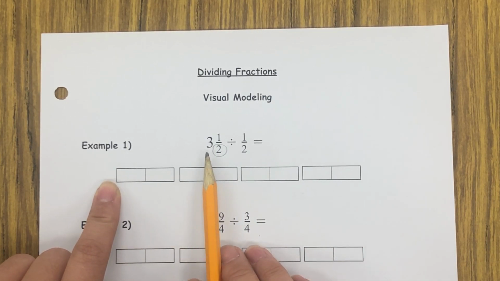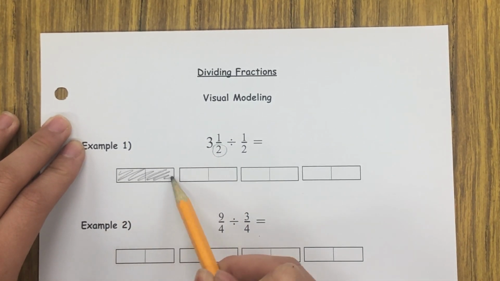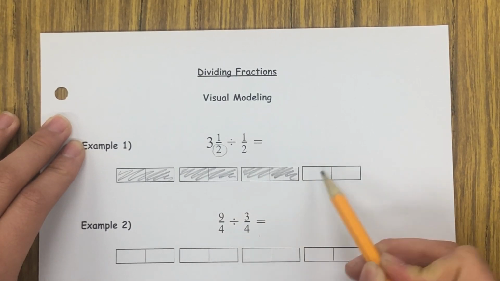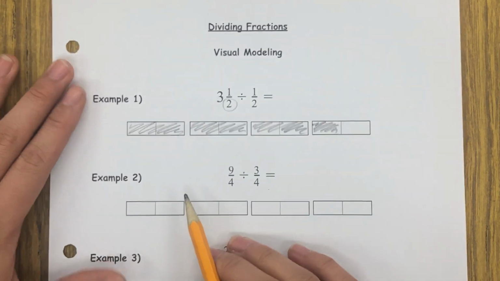And I'm going to go ahead and shade in what 3/2 looks like. So this is 1, 2, 3, and one more half. Okay, and I'm dividing by 1/2.